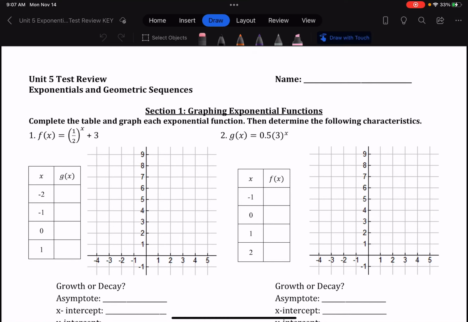Hey guys, it's Miss Adams, and we are going to be looking at the Unit 5 test review. So this is our exponential functions and geometric sequences. So let's start with just graphing an exponential function.